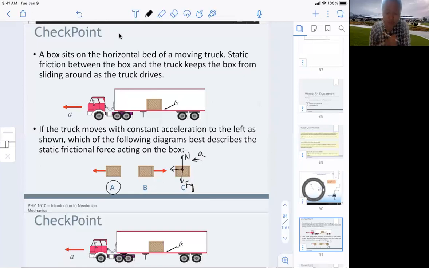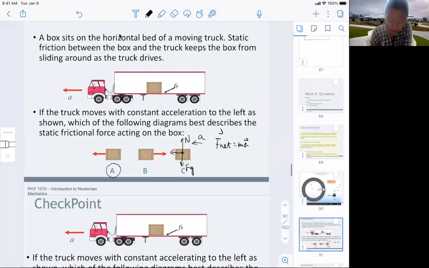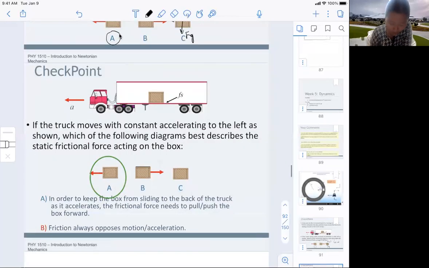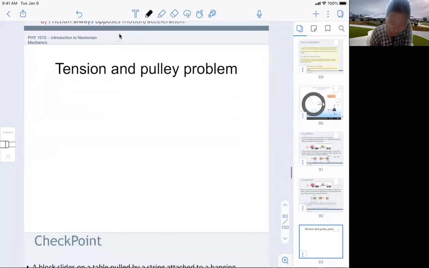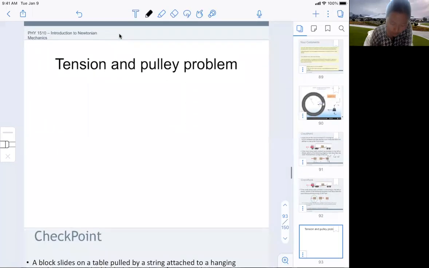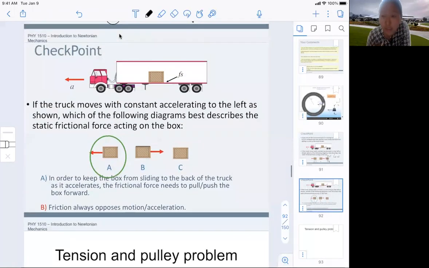So you can see that if you use Newton's second law, it becomes much more straightforward to think about which way the static friction should be pointing, in the same direction as your acceleration. So it's A. When we say static, meaning not moving, we only mean it's not moving relative to the surface, but the surface and the object could all be moving together relative to the Earth's reference frame.